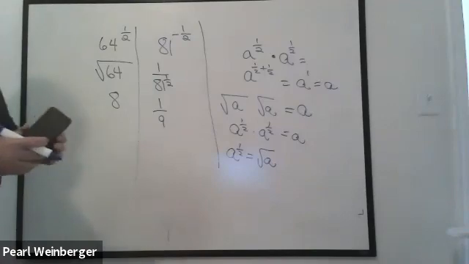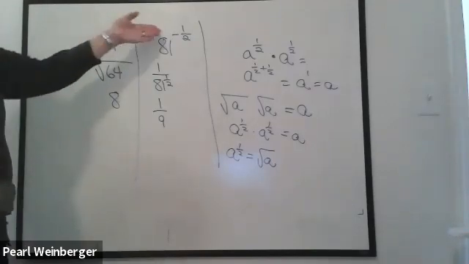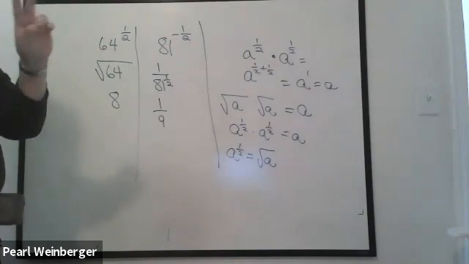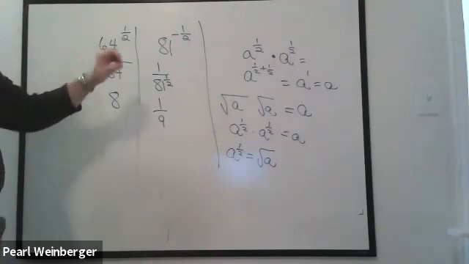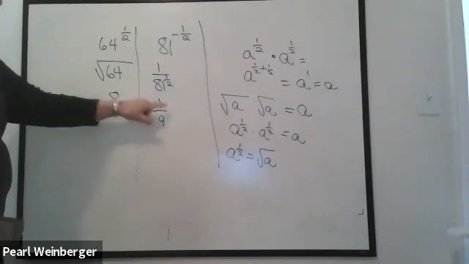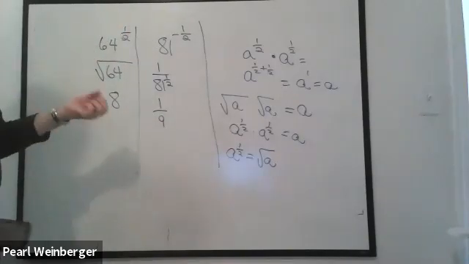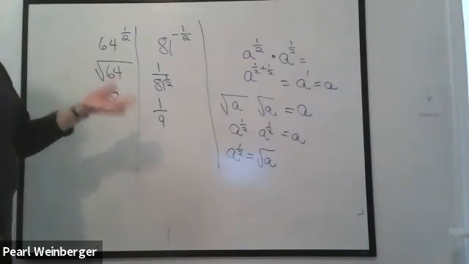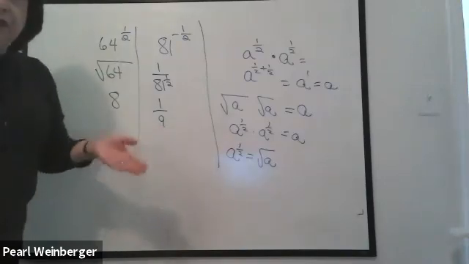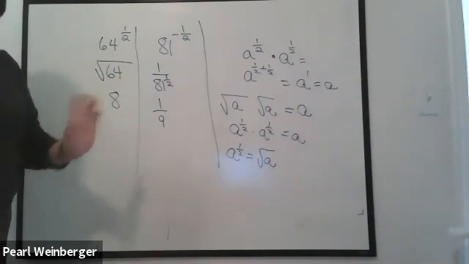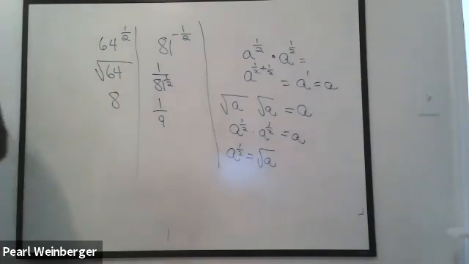In other words, this one exponent of negative 1/2 is telling me to do two things. It's telling me take the reciprocal and also take the square root. So fractional exponents and exponents in general are very efficient because they can tell you to do a bunch of things in one shot, in one example.